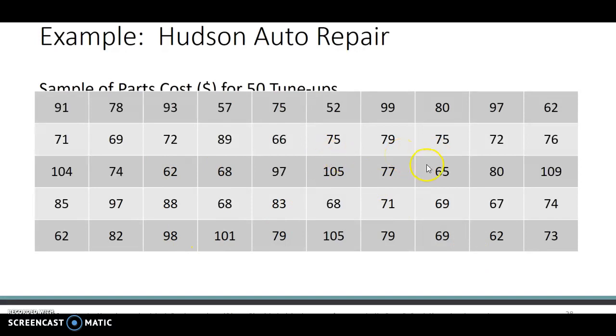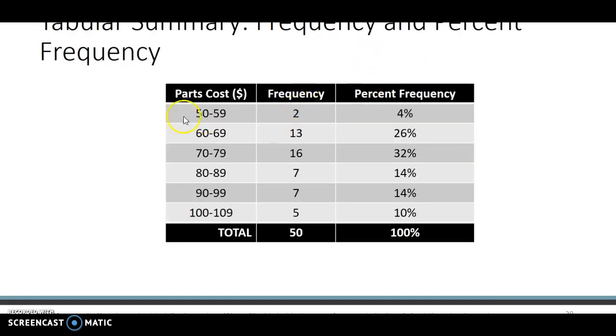Now, one of the things we want to look at is what is the lowest value. The lowest value on this chart appears to be around $52. The highest is 109. So we're going to set classes up for cost for these data. We might start at 50. That's less than 52, so this lowest observation will be included. Go up to 59, then start the next class at 60. Go to 69, 70 to 79, 80 to 89, 90 to 99, 100 to 109. There are different ways, which you can read about in your book, on how to set these classes up.